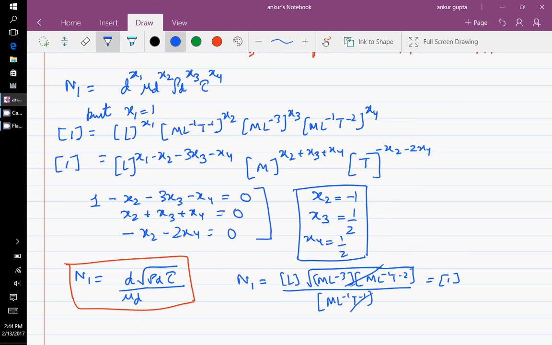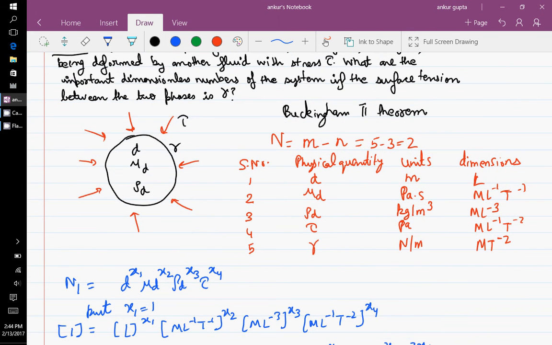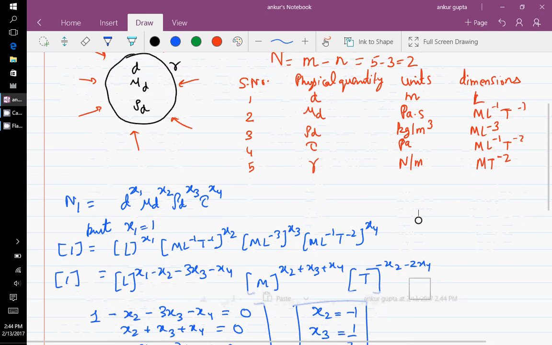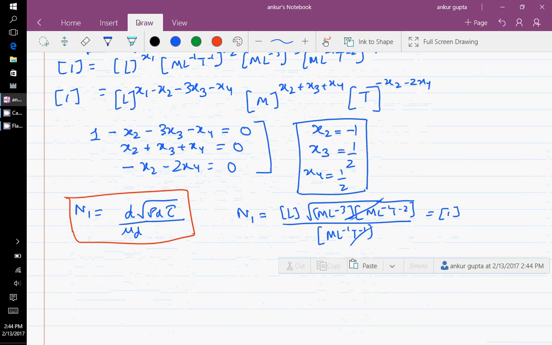So yes, n1 is dimensionless, and it actually uses the variables we wanted to use. So now we have gotten the first dimensionless number. We have to find another because according to our system, we'll have two independent dimensionless numbers. So let's start by finding the second dimensionless number.